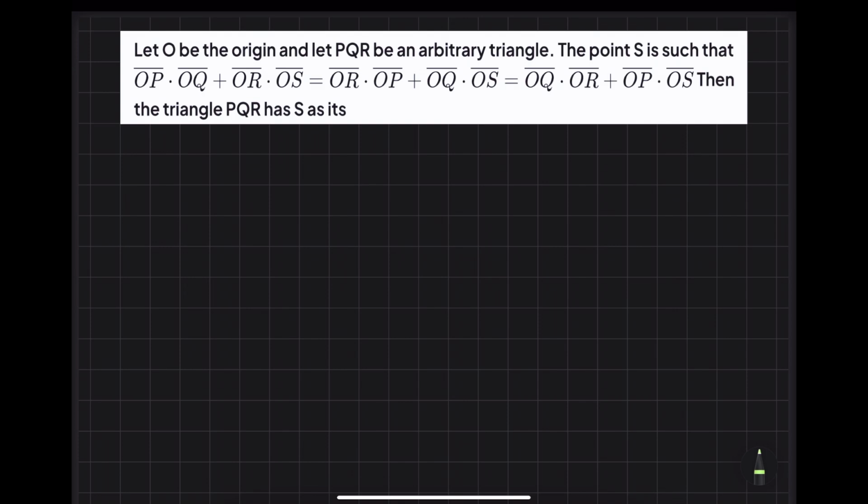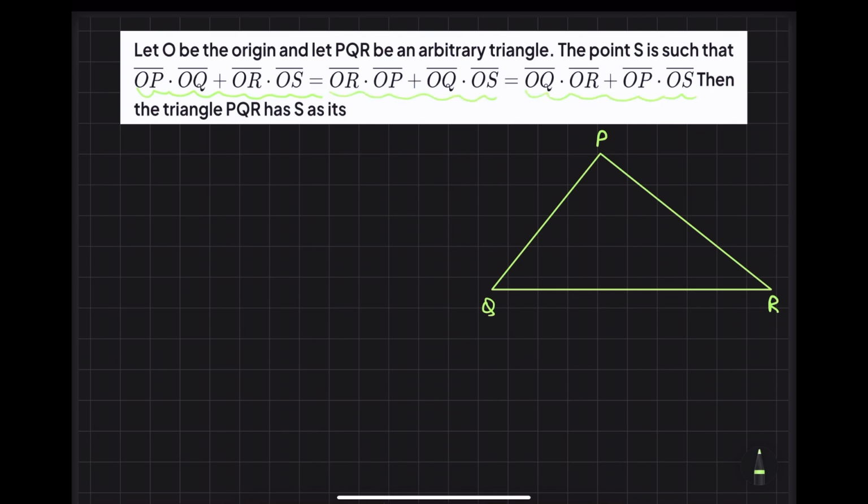So, we got a wholesome new problem which says let O be the origin and let PQR be an arbitrary triangle. So suppose we have a triangle PQR. It is P, it is Q, it is R, and O is the origin. Let S be a point such that this equals this equals this. So there is a point S. It is located in such a way that this thing is equal to this thing and it is equal to this thing.